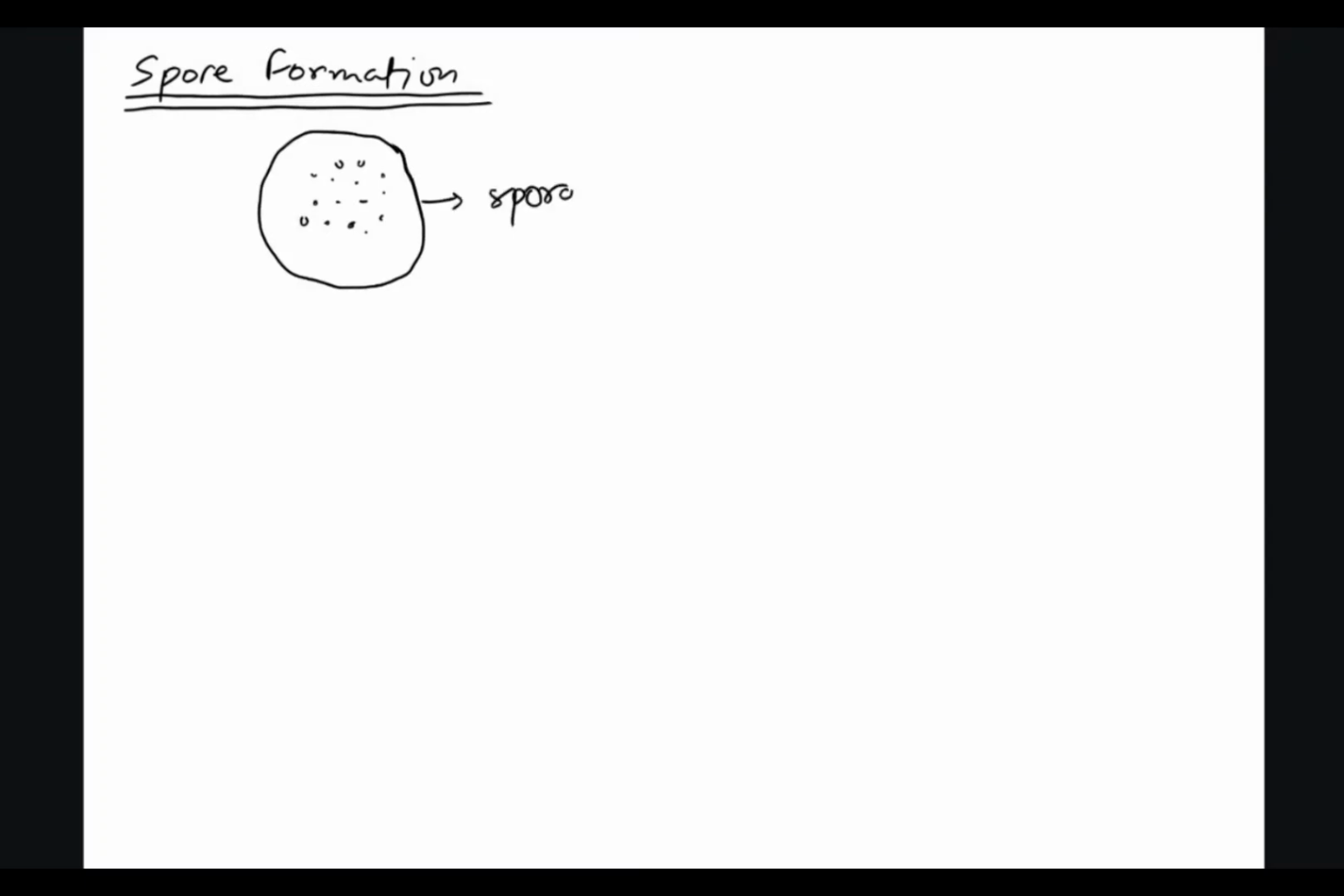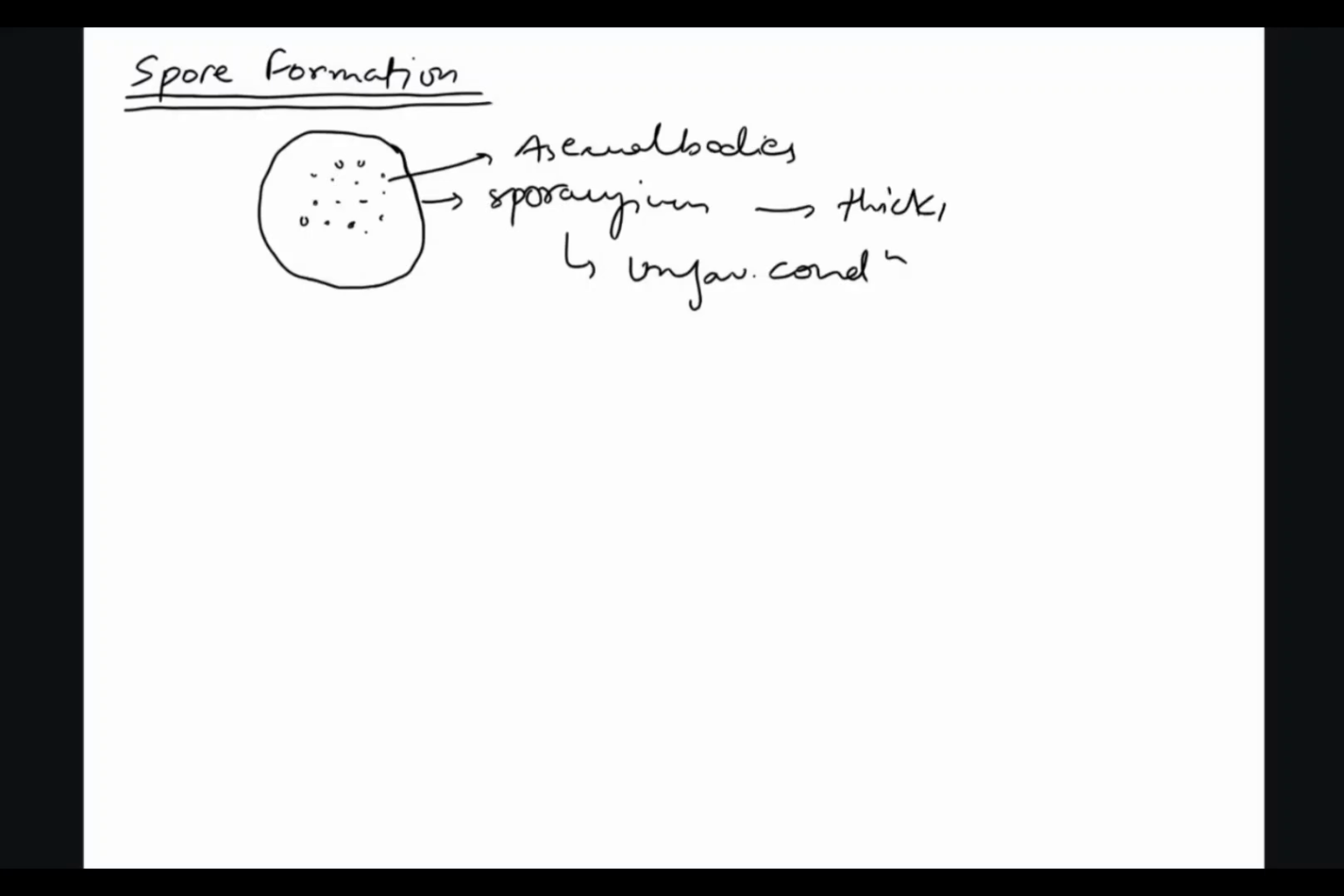This is your sporangium. These are asexual bodies, and this sporangium forms in case of unfavorable conditions, right? Unfavorable conditions would be extreme heat, dryness, acidity, and so on. So when there's an unfavorable condition, the asexual bodies are enclosed in the sporangium. The sporangium is thick walled, basically, and it's very hard, right?